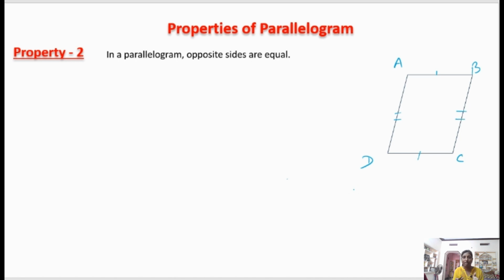In a parallelogram, we know that opposite sides are parallel to each other. So the second property says that in a parallelogram opposite sides are equal. Now let's move to the next property.